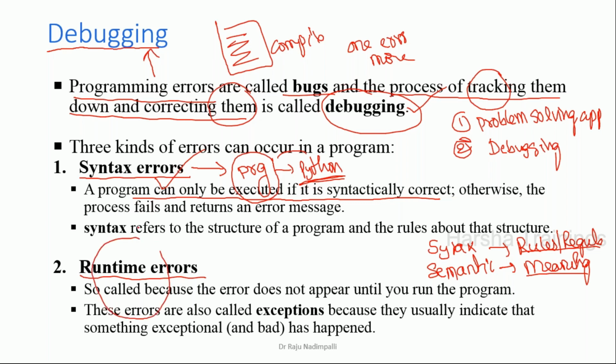Now, sometimes even though your program is syntactically correct, it will give some logical errors. That means you have not followed a proper algorithm properly. So at that time you are going to get some logical errors.